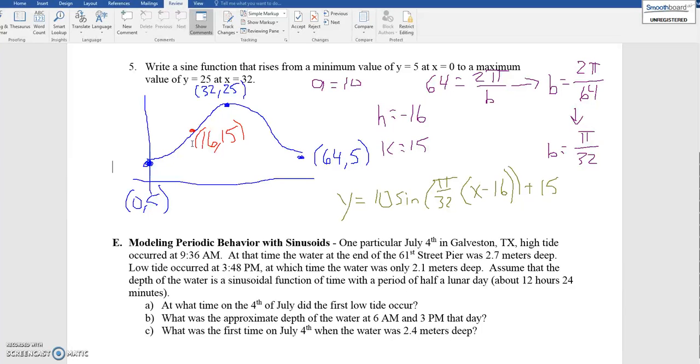Okay, that would describe all the movements, all the transformations needed to take sine and make it meet the requirements of this particular question. So there's a lot going on there. Jot down any questions you have, and we will see you in class.